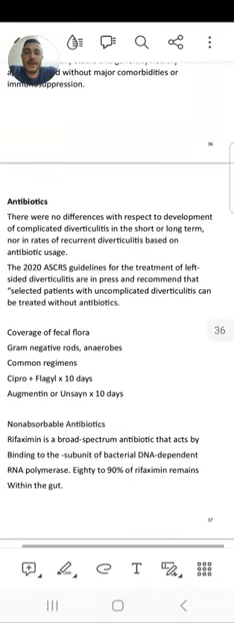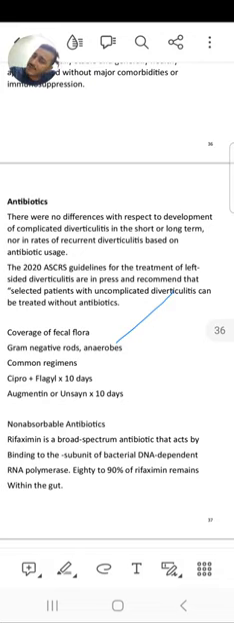In outpatient or ambulatory management, here we add antibiotics. And even some studies found that atypical or uncomplicated mild diverticulitis can be treated even without antibiotic. If we are talking about the antibiotic, we have to cover the fecal flora. These are the gram negative rods and anaerobes. The common regimen we use is metronidazole and ciprofloxacin for 10 days, or Augmentin for 10 days.